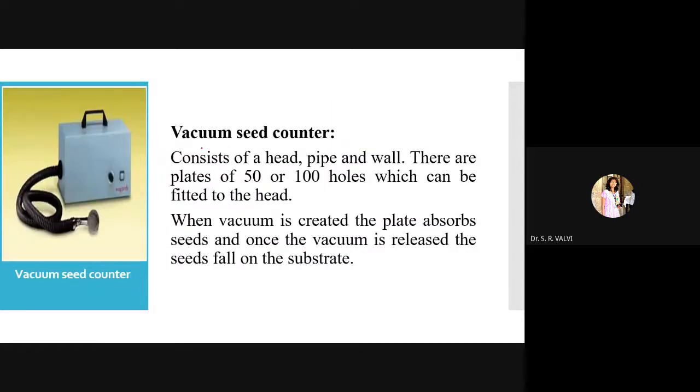Now the next part is the vacuum seed counter, right? So here you can see, this is the vacuum seed counter. It consists of a head, this is the head, then this black colored pipe, and this is the valve, right? So it consists of all these things. When the vacuum is created, the plate absorbs the seeds, and once the vacuum is released, the seeds fall on the substrate. Likewise, this is the working of this vacuum seed counter.